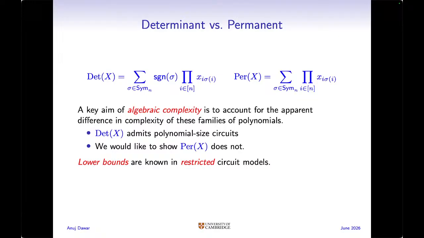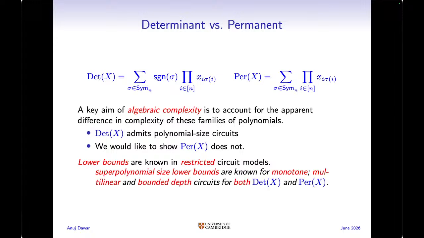And if you restrict the circuit model, we have provable lower bounds, right? We don't know how to prove lower bounds for general circuits, but for suitable restrictions, again, Avi mentioned a whole host in the beginning. Monotone, multilinear, bounded depth, we can get super polynomial lower bounds. But in all these cases, we have super polynomial lower bounds both for the determinant and the permanent, which usually people understand as saying it shows the weakness of the model rather than the difficulty of the permanent necessarily.